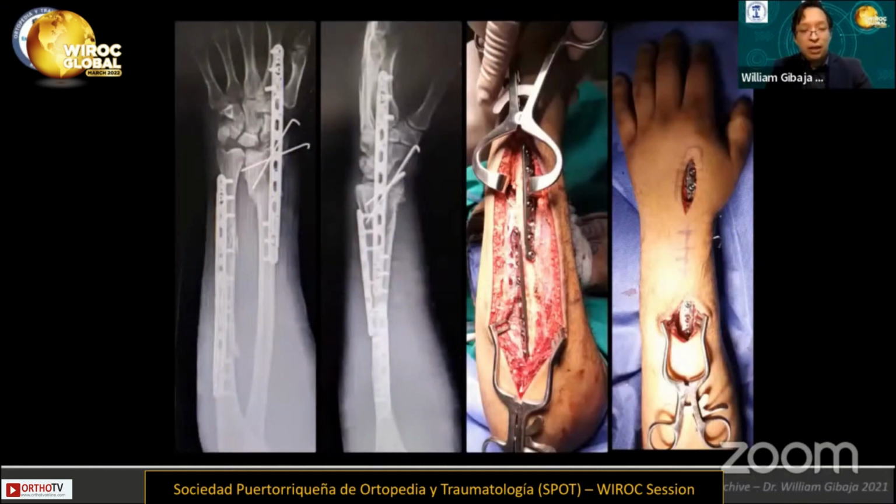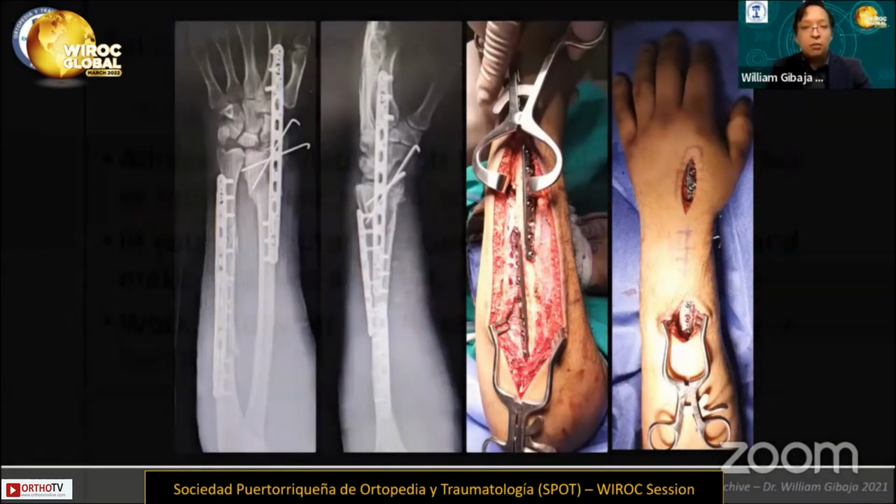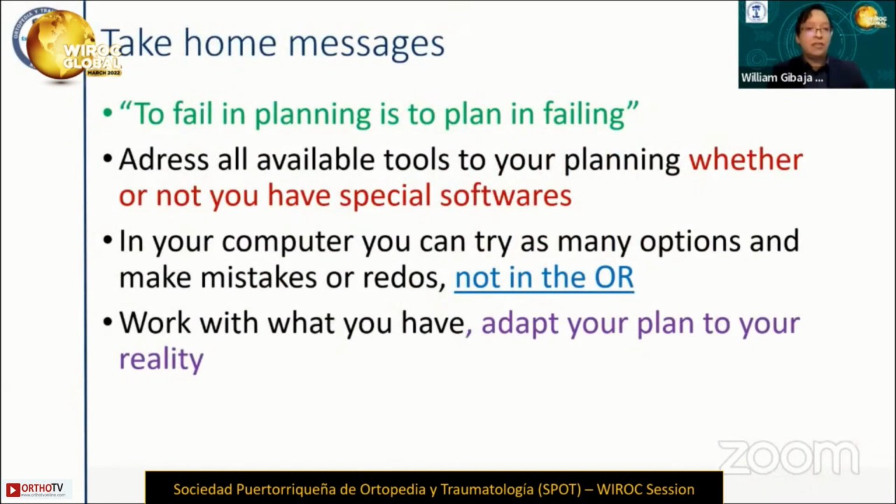As we have seen, the plate was not long enough to solve the ulnar fracture, but it was long enough for the spanning plate, and the ulna had to be a double plate. So I think the take-home message of this is that to fail in planning is to plan on failing. I think this is an important thing.